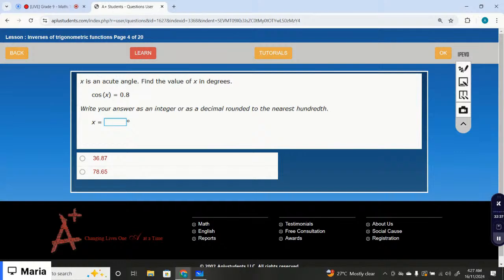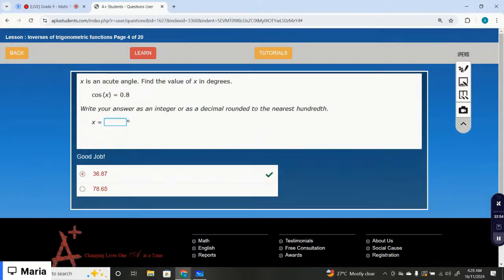You have to evaluate cos inverse 0.8. So let's just cos inverse 0.8, that is 36.87. Option number 1 is the correct option.